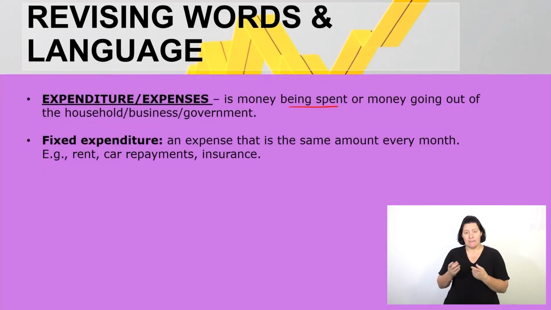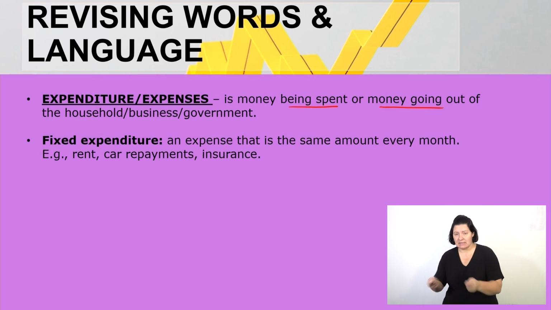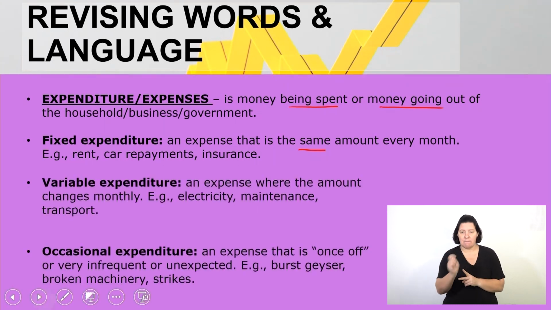Now let's move on and look at the opposite of income, and that will be our expenditure, sometimes also referred to as expenses. So what is an expense? That is money being spent or money going out of the household, the business or government. Then first up we have a fixed expenditure, as the word is saying. It's an expense that is the same every month, right? It's the same amount on a month-to-month basis. For example, the rent you are paying, the car repayments or insurance.